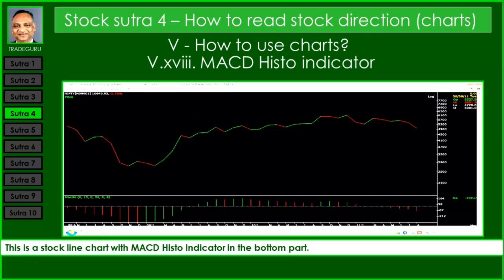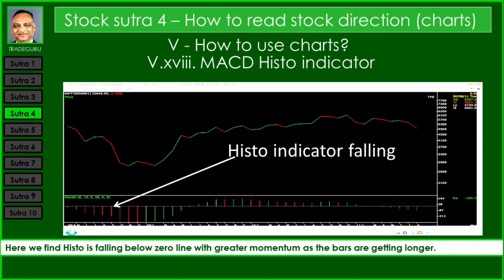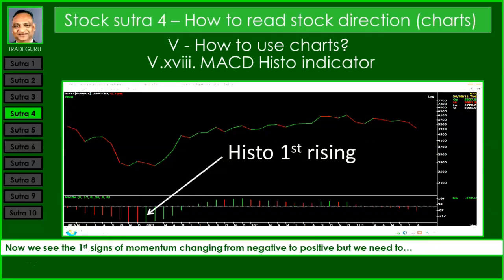This is a stock line chart with MACD histo indicator in the bottom part. The red-green line above is the price line and the gray or white central line with red and green bars above and below is the histo indicator. Here we find histo is falling below zero line with greater momentum as the bars are getting longer. Now we see the first signs of momentum changing from negative to positive. But we need to wait till histo rises above zero line.